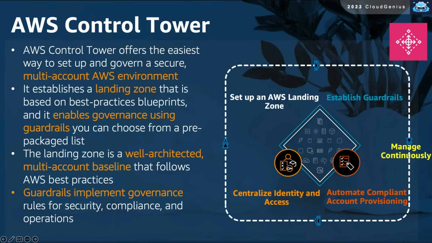AWS Control Tower automatically monitors and enforces compliance with AWS best practices, helping you maintain a secure and well-architected cloud environment. The service provides a centralized dashboard, allowing you to view and manage all accounts and guardrails in your AWS organization from one location.